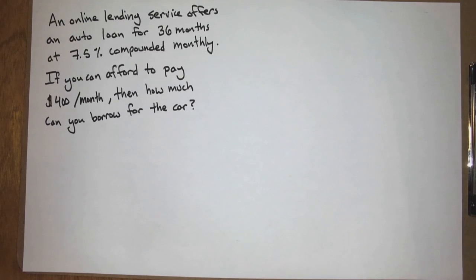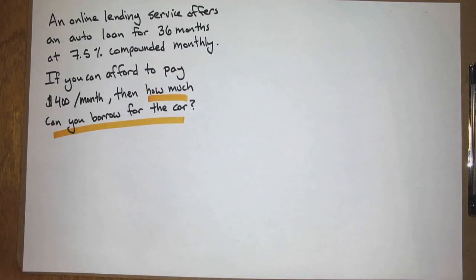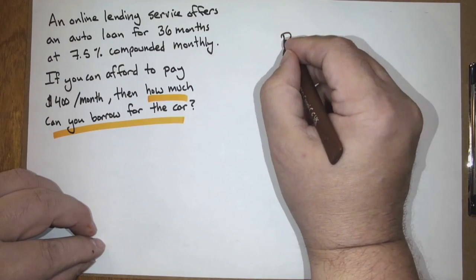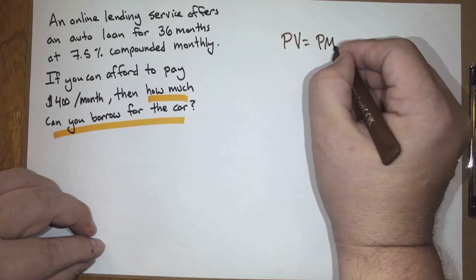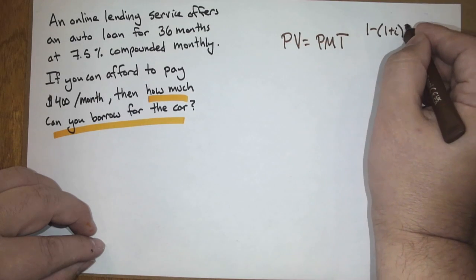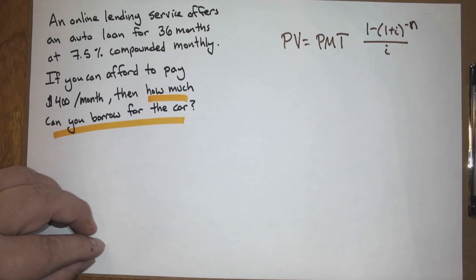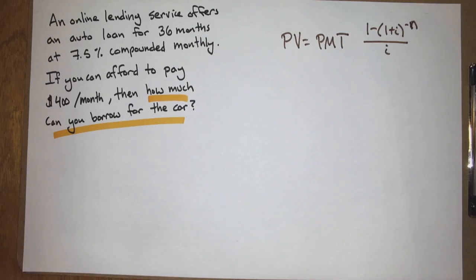Okay. So we're looking for a dollar amount. How much can you borrow for the car? If we write down our formula, we have our present value. We'll keep writing this down. If we write this down often enough, it will become second nature to us. 1 plus i to the minus n over i. What does this correspond with? How much can you borrow for the car? Where does that fit into the formula?